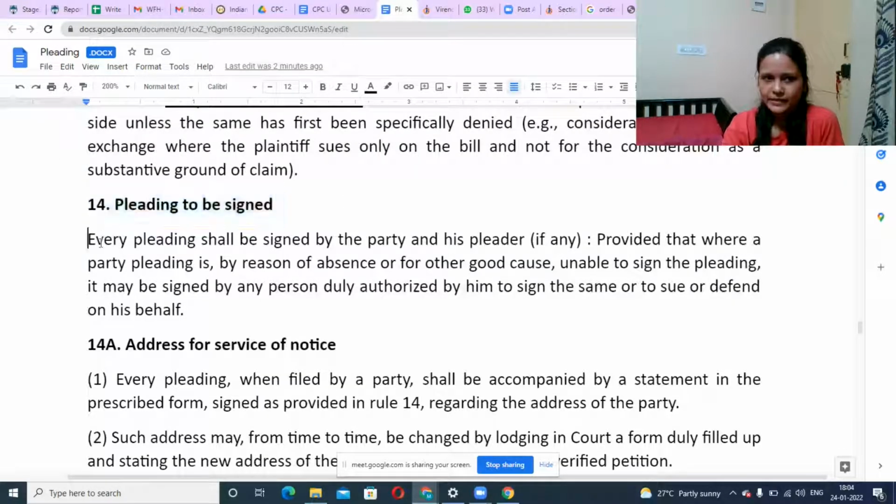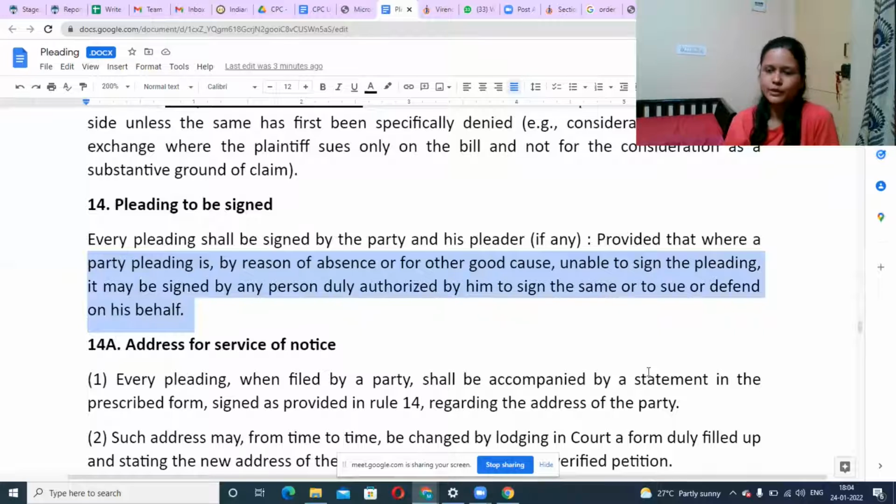Pleading to be signed. Every pleading shall be signed by the party and his pleader, if any, provided that where a party pleading is, by reason of absence or some other good cause, unable to sign the pleading, it may be signed by any other person who is duly authorized by him to sign or to sue or to defend himself.